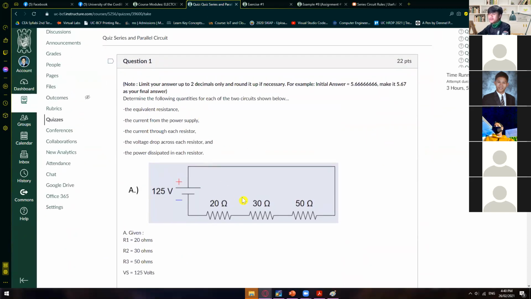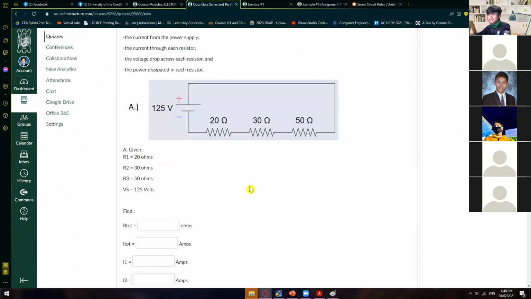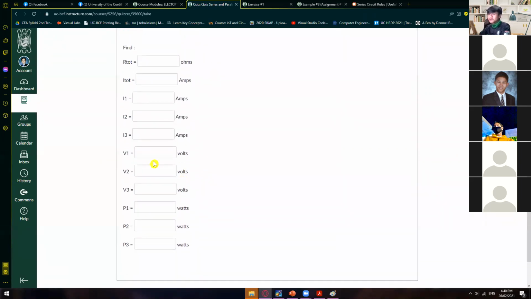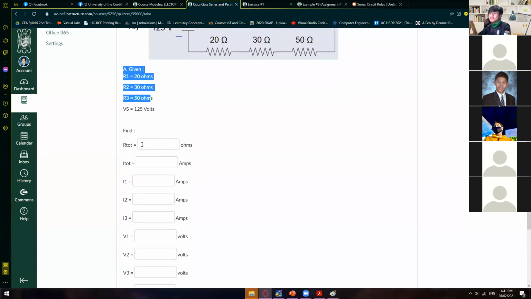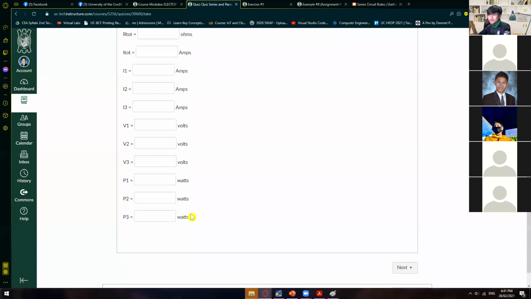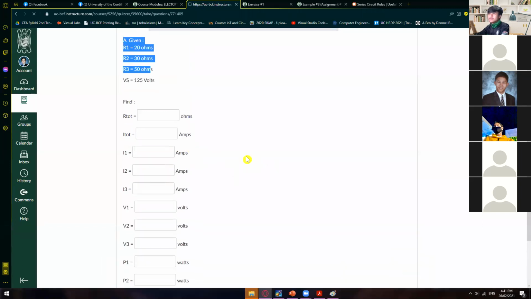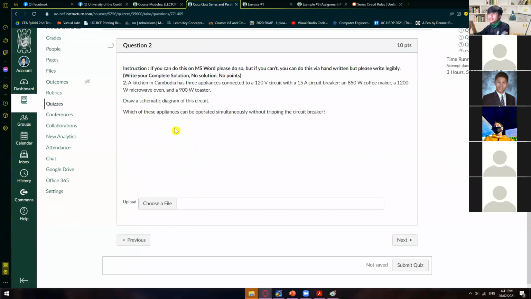As you can see right here, we have a circuit, and then we have the questions. Determine the equivalent resistance, the current from the power supply, the current through each resistor, the voltage drop across each resistor, and the power dissipated in each resistor. Very similar to our examples. This one is in series. Here are the givens, and here are the things that you need to answer. I've already put the items that you need to answer here, from R total to P3, and so on.